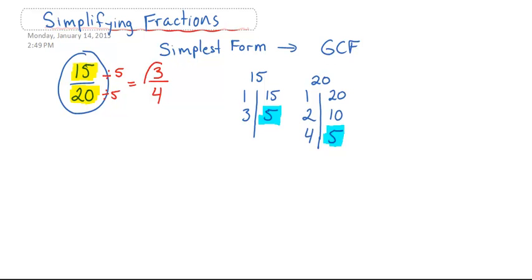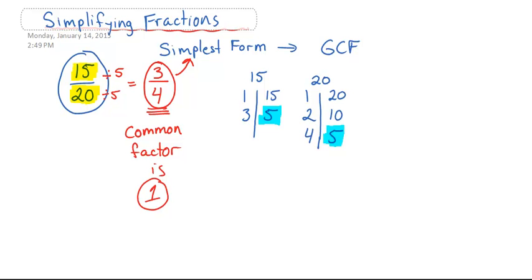This fraction, 3/4, is in simplest form because the only common factor between the numerator and the denominator is 1. That's the only common factor. And once you have 1 as your only common factor, then that fraction is in simplest form. And that's how you simplify fractions.